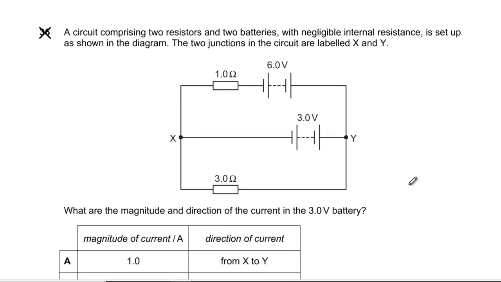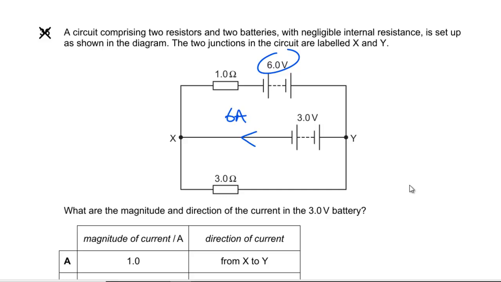36, circuit comprising 2 resistors, 2 batteries, negligible internal resistance, set up as shown. Oh, we've got the old opposing EMFs. What's the magnitude and direction of current in the 3-volt battery? So do the usual thing. Let's think with one battery in place and the other one not there, and then vice versa. So let's do the 6-volt one first. Essentially, we're short circuiting the 3 ohm. So we're going to end up getting 6 amps going that way.